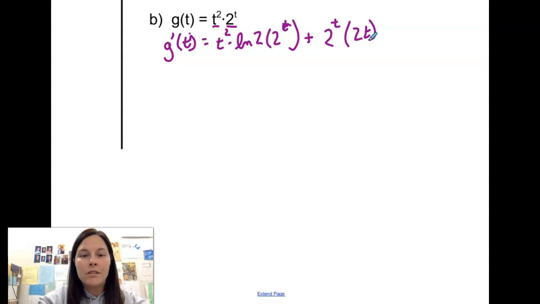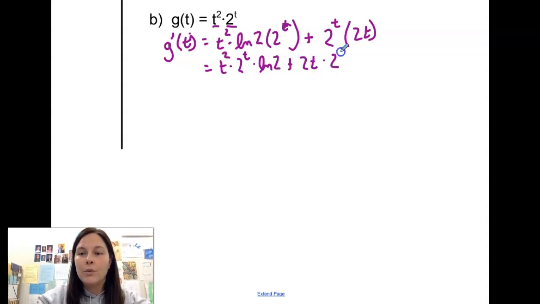We're going to clean it up just a little bit. We've got t squared times 2 to the t times natural log of 2. And then over here, I'm just going to go ahead and write my 2t first. 2t times 2 to the t power.